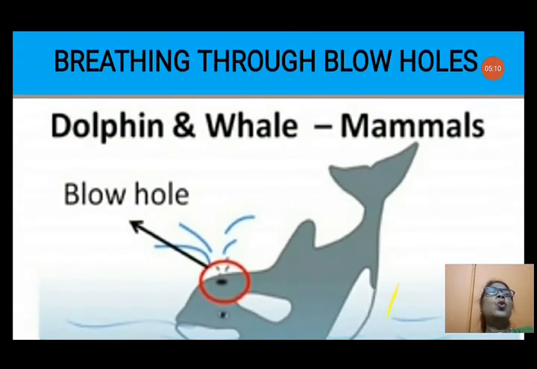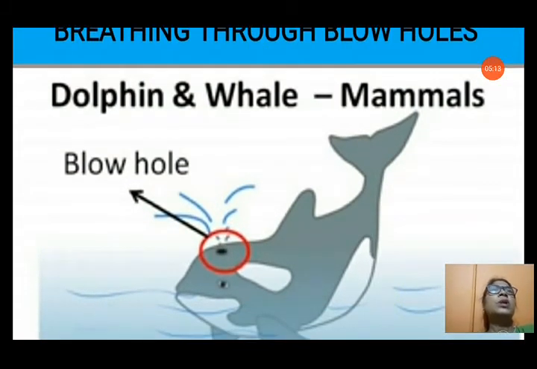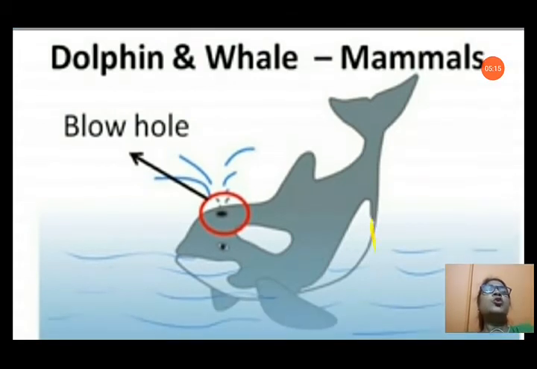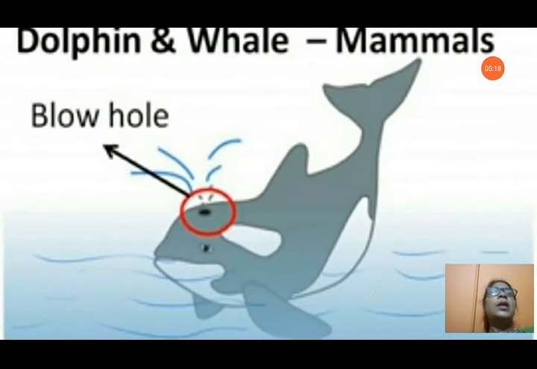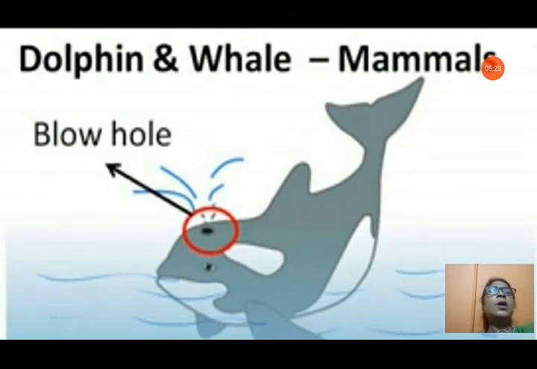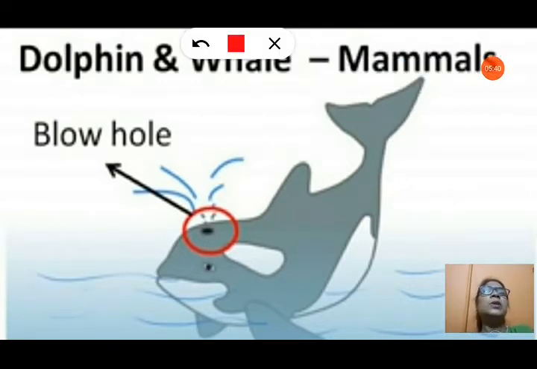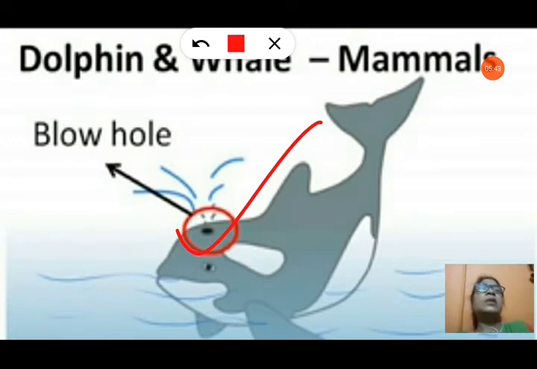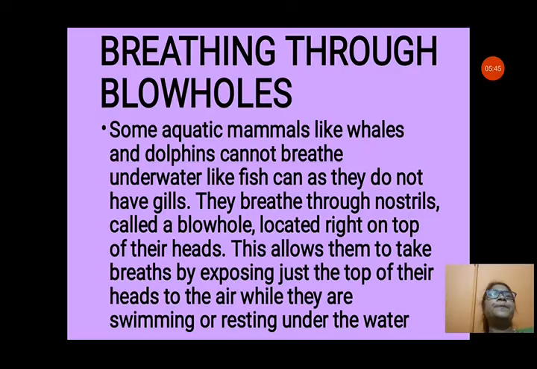Now, breathing through blowholes. Mostly the mammals breathe through the lungs, but dolphins and whales are also mammals. Since they live in the water, they are aquatic, so they cannot breathe with the lungs. So, they have blowholes. From time to time they come up to the water surface and take in air, and then they go inside the water again. So, time to time they have to come out on the water surface to take the air through their blowholes. You can see the picture here, blowholes shown in this picture, through which dolphins and whales take the air.